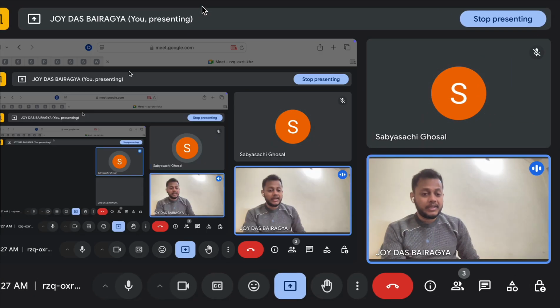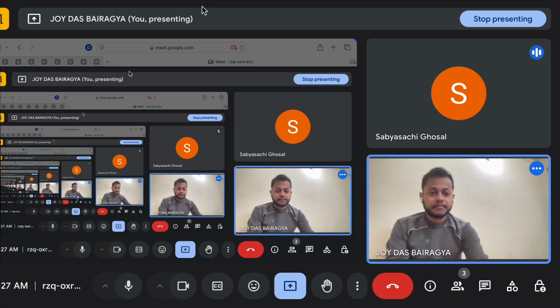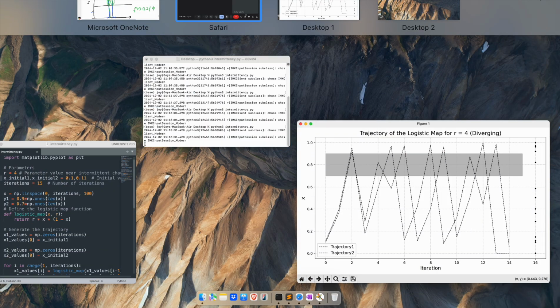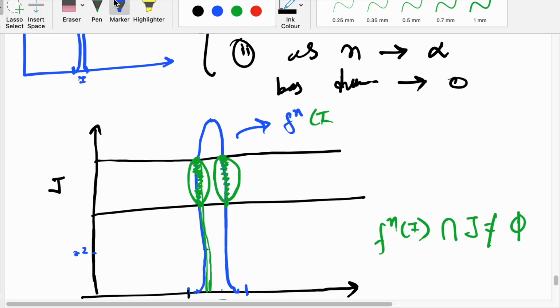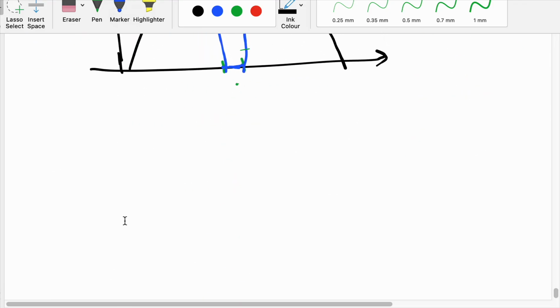So Bodaji, is it clear, the proof of the transitivity? Okay, if it is clear, then let us move to the proof of the dense periodic points.